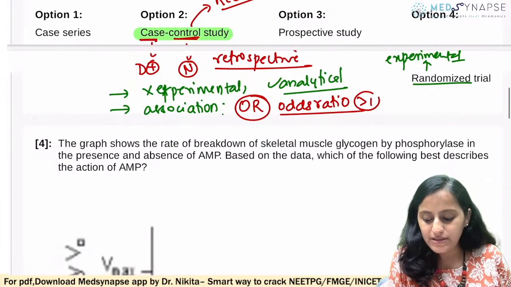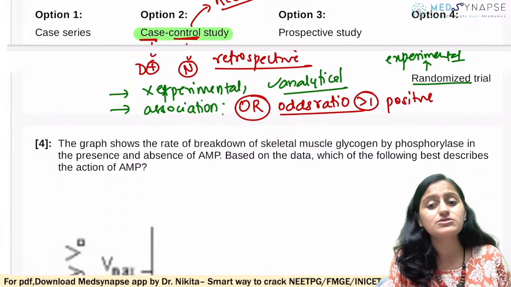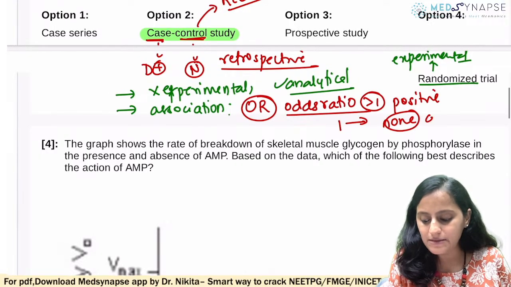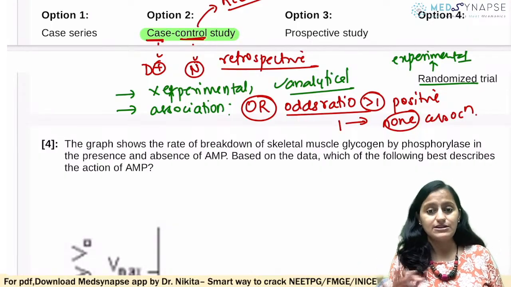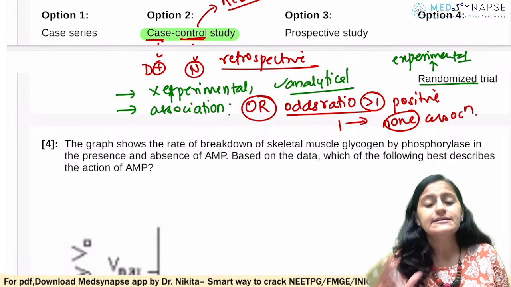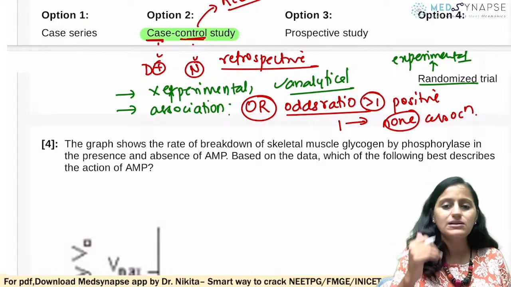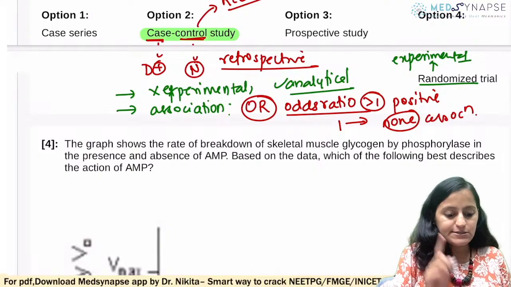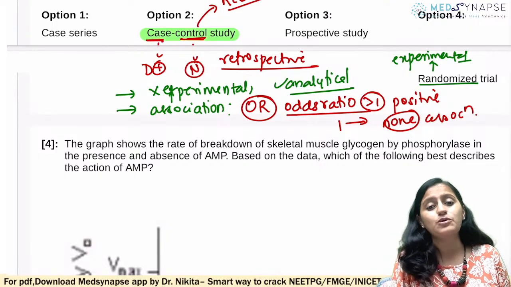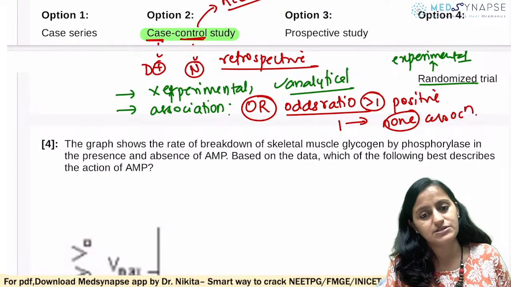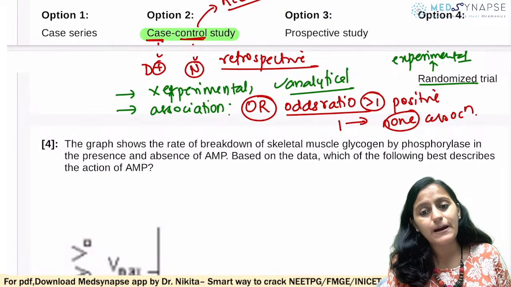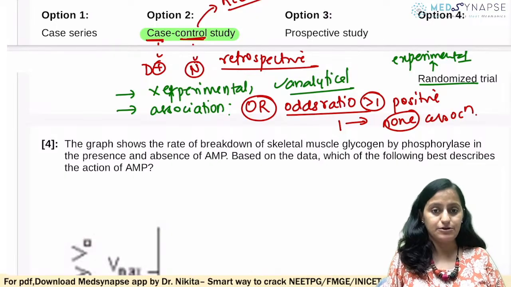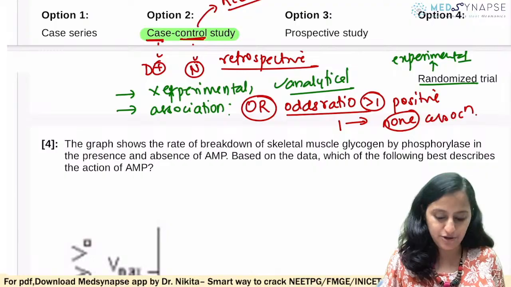Odds ratio more than 1 means there is positive association. Odds ratio 1 means none. Remember, 1 means none. There is no association. So 1 means none, that is, equal exposure in the cases and the controls, so there is no association. So 1 is none, more than 1 is positive, and less than 1 is negative association. Okay, clear with everyone? So that is about a case control study.